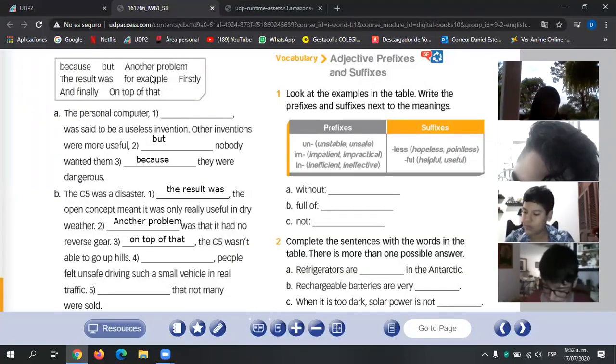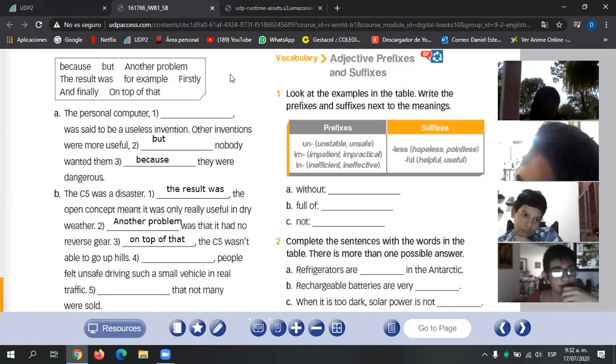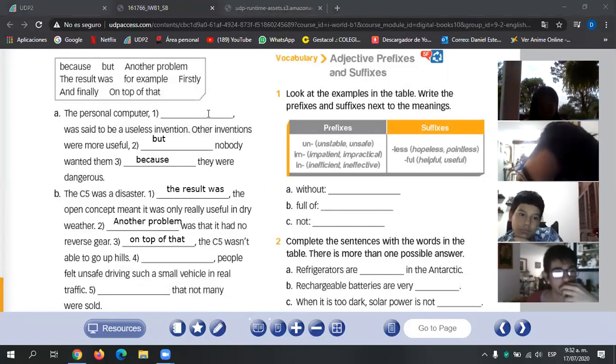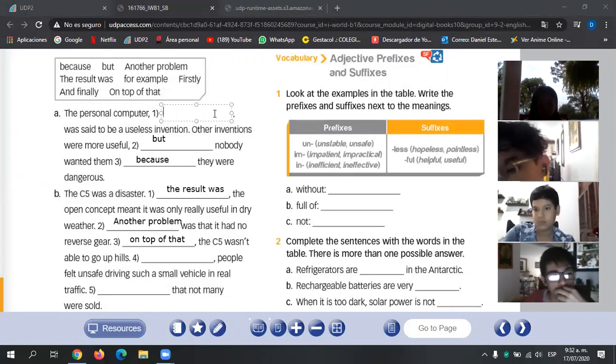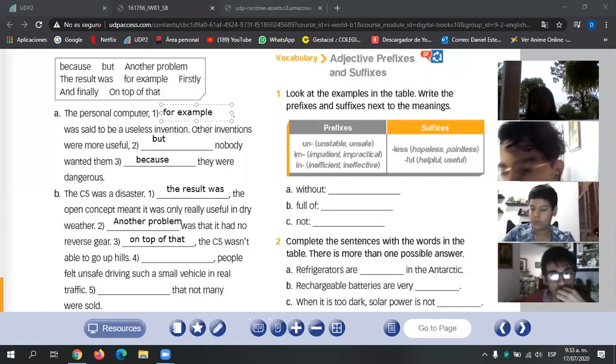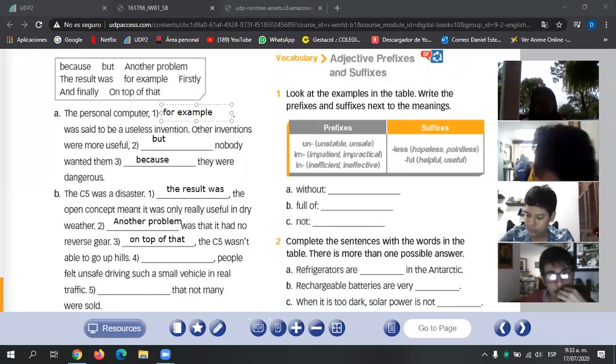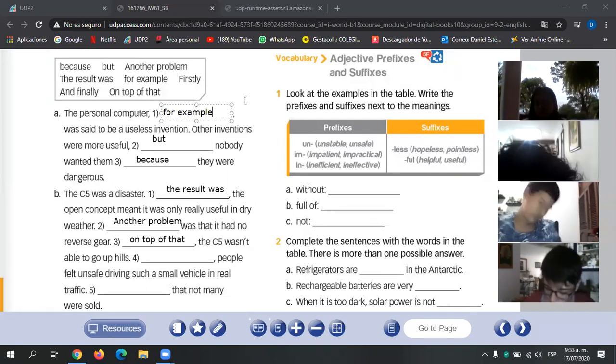Did you listen to the personal computer? Yeah. Answer by the microphone, please. What was the sentence, the missing sentence? Firstly, teacher. I think it was, for example. Teacher. Yes, tell me. Can you put the beginning again? Okay.